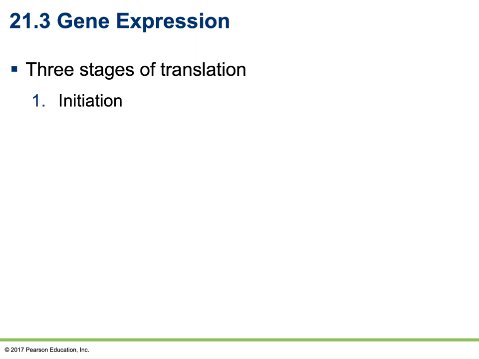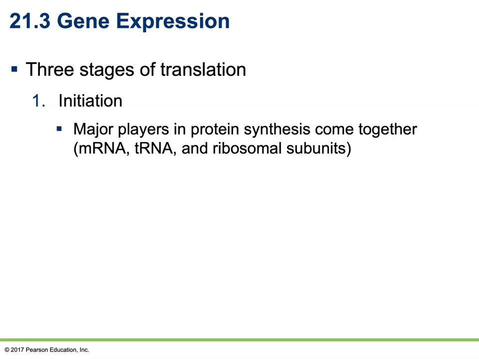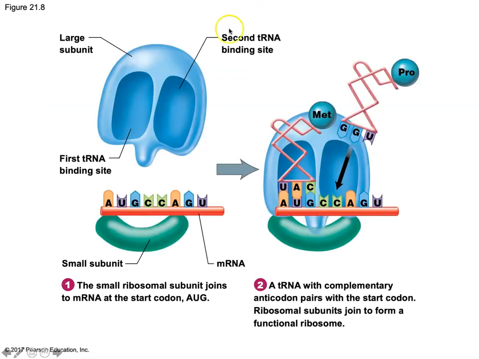Translation is going to occur in 3 steps, starting with initiation. This has all got to begin somewhere, sometime. Initiation is going to be controlled by the major players in protein synthesis: mRNA, tRNA, and ribosomal subunits all coming together. Here we have our mRNA with our start sequence AUG. It's going to bind to the small subunit and the large subunit.